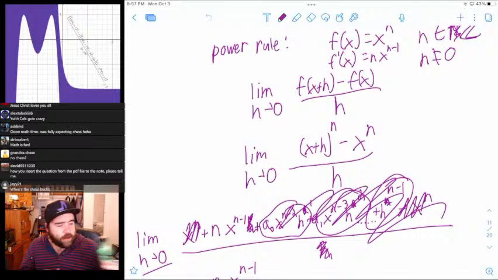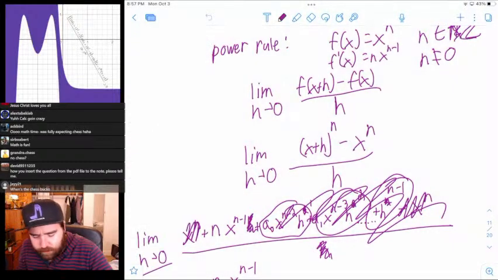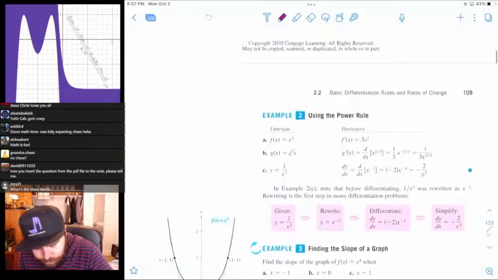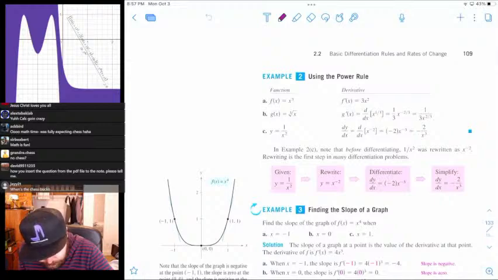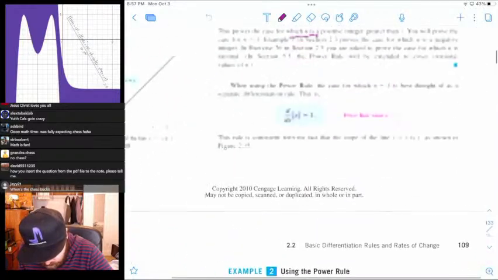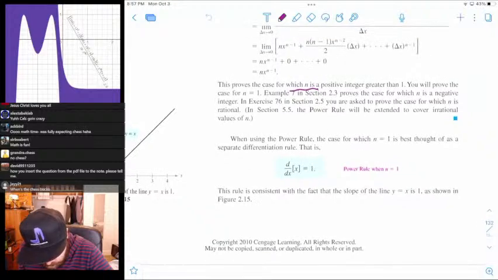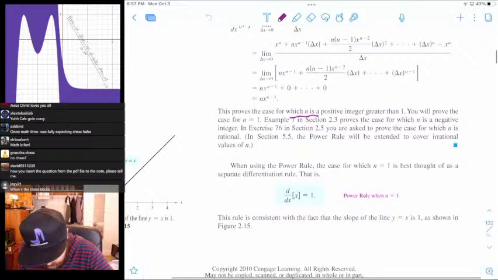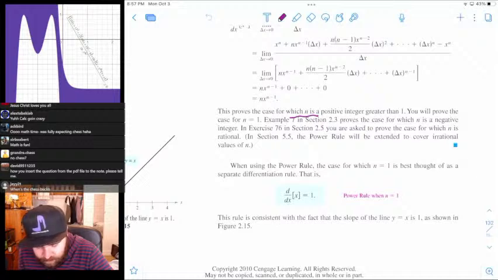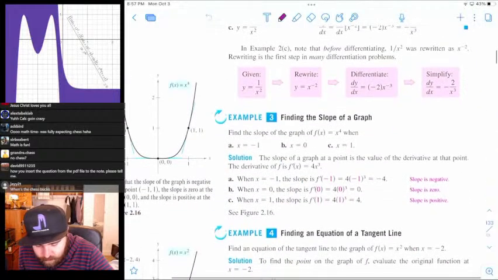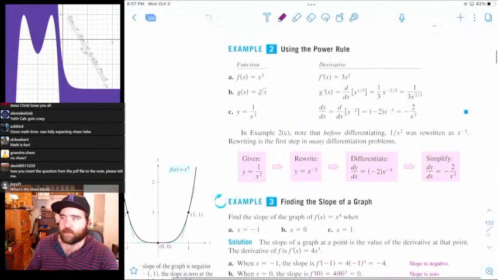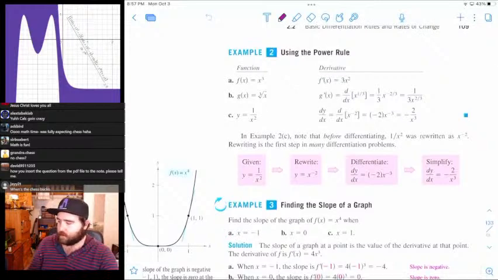Now I'm curious, how do you prove the power rule for non-integers? Do they not? Oh, in exercise 76, section 2.5, you are asked to prove the case where n is rational. Okay. Does it not work if it's irrational? It should, right?